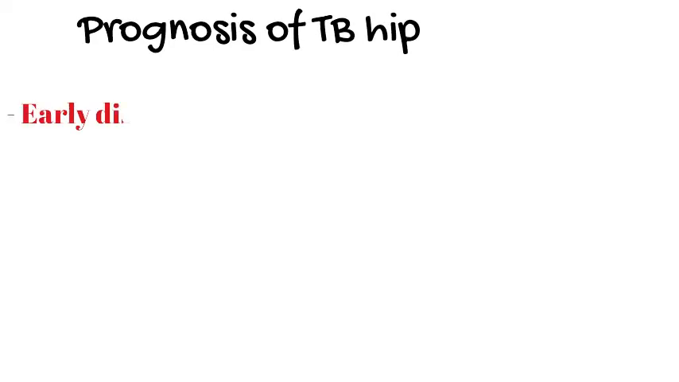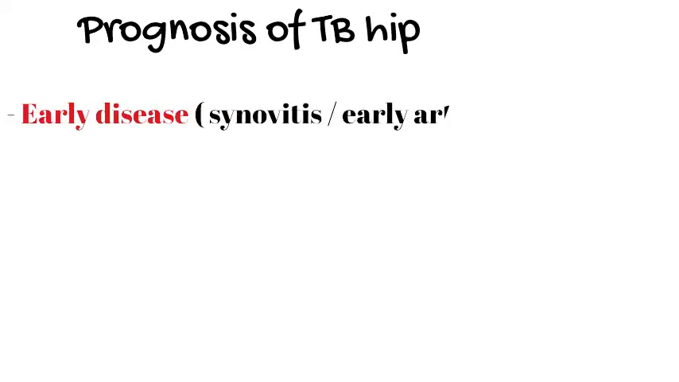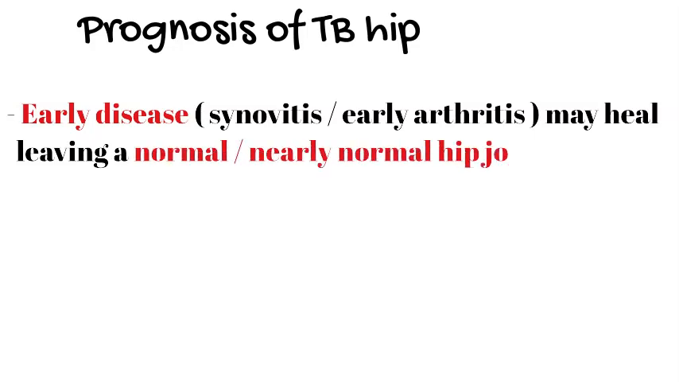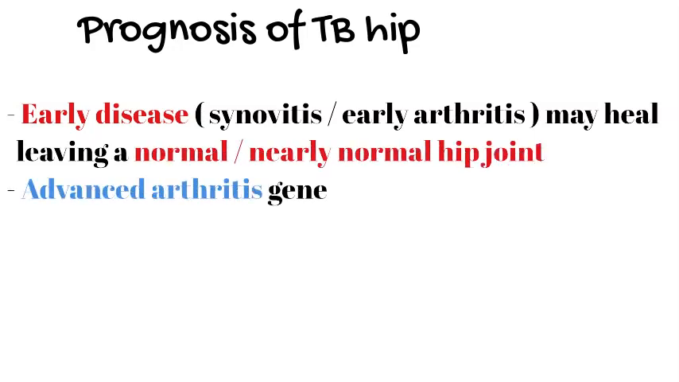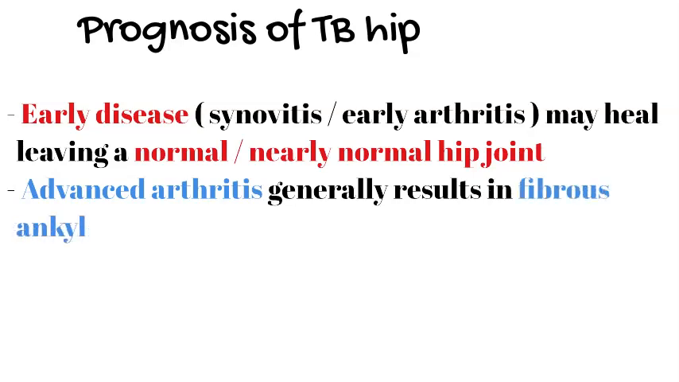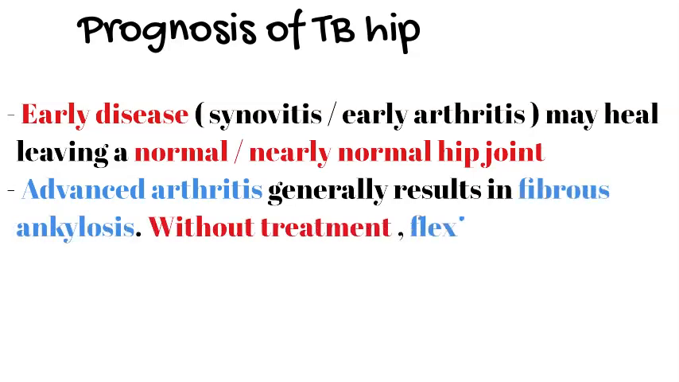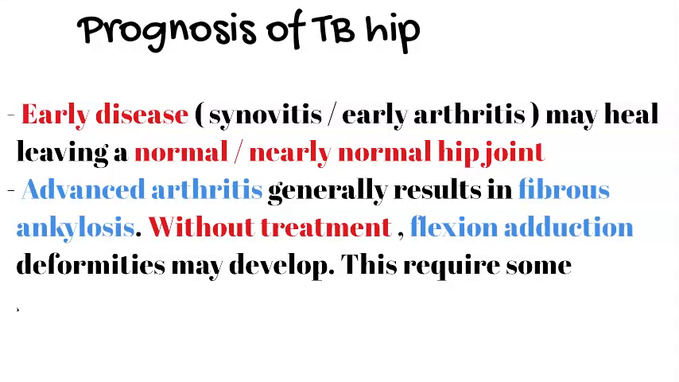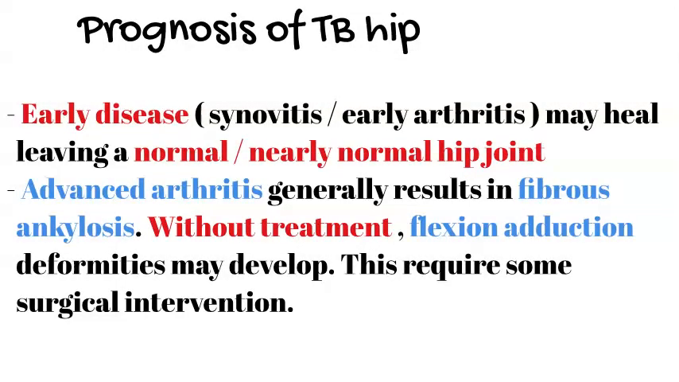Prognosis of tuberculous hip. Early disease: the synovitis or early arthritis may heal, leaving a normal or nearly normal hip joint. Advanced arthritis generally results in fibrous ankylosis. Without treatment, flexion adduction deformities may develop. This requires some surgical intervention.